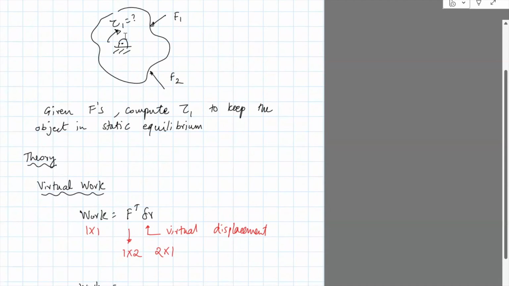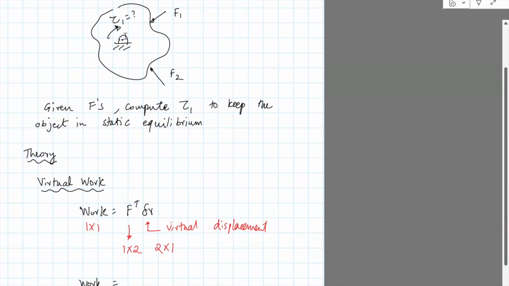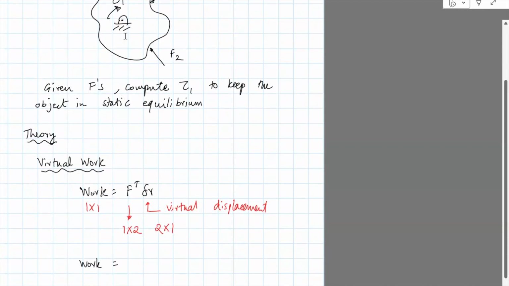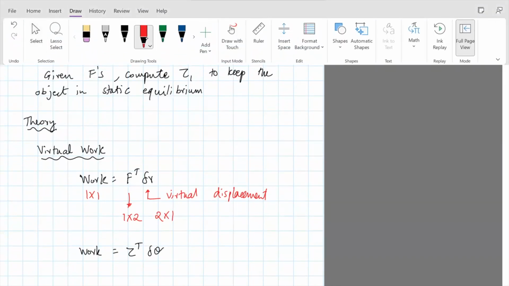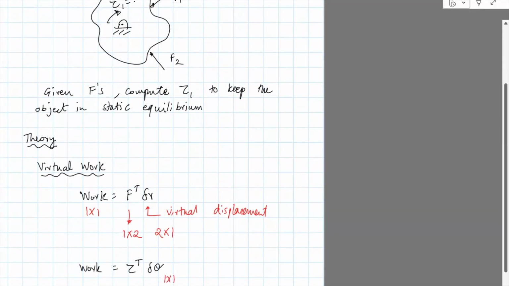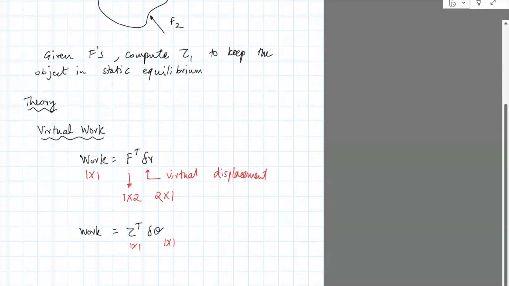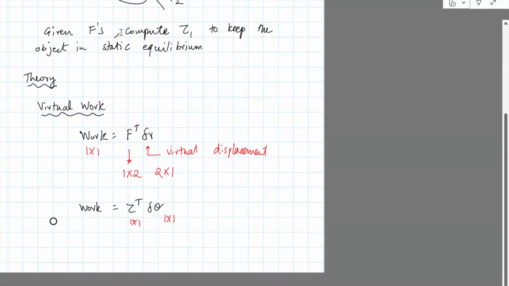Similarly, if you apply an external force or external torque, tau, then that tau will cause a virtual rotation, d theta, not real. That would be torque tau times d theta. Now this thing is 1 cross 1 because this object is in 2 dimensions, so it can only rotate in one way. What is the Jacobian? This is 1 cross 1.